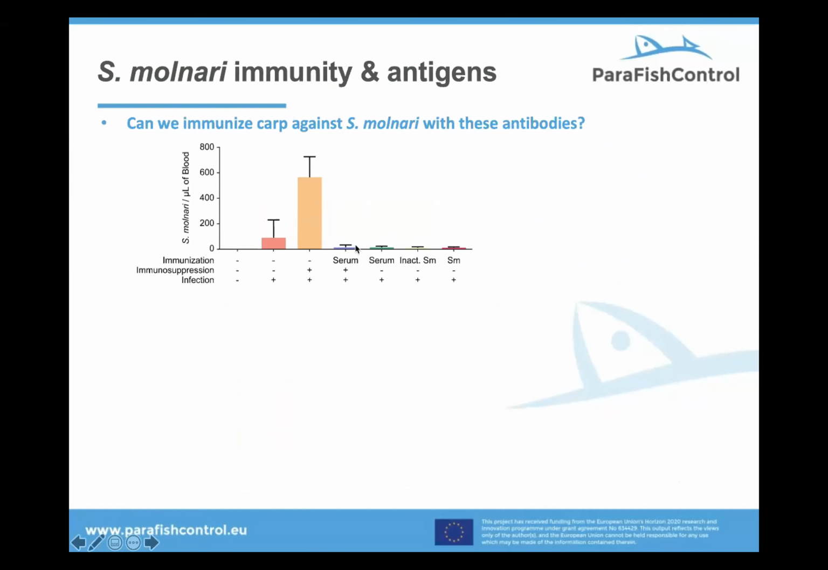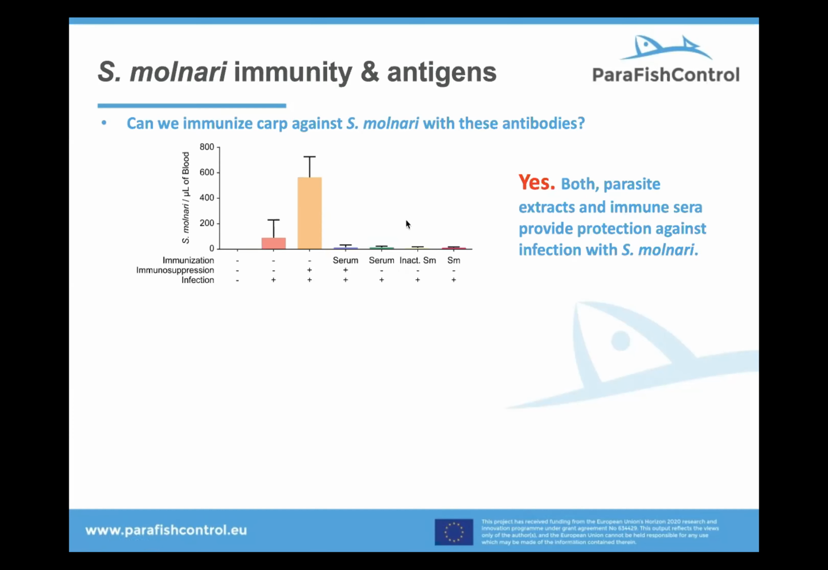And then if we inject the fish, previously to the infection with the parasite, with sera from fish immunized with inactivated parasite, or we give them a second dose of infection, they're actually completely protected, and there are none to hardly any parasites in these fish. So that's good. Both the parasite extracts and the immune sera can provide protection.